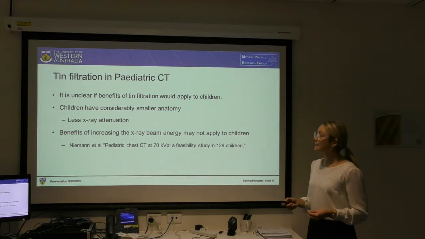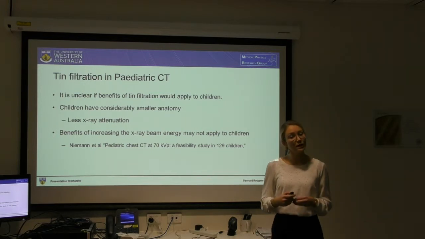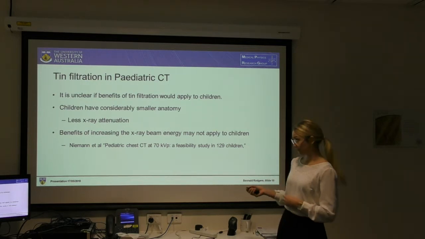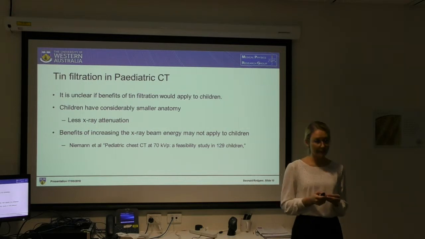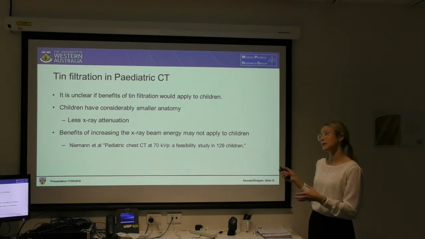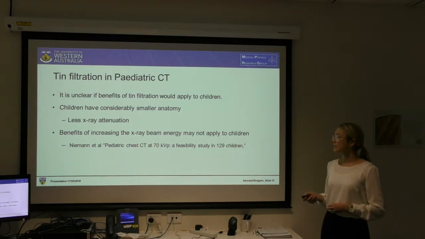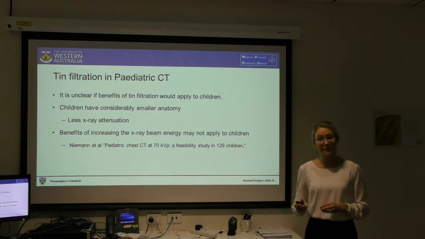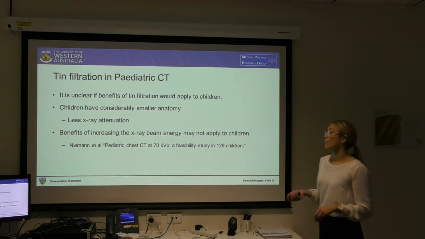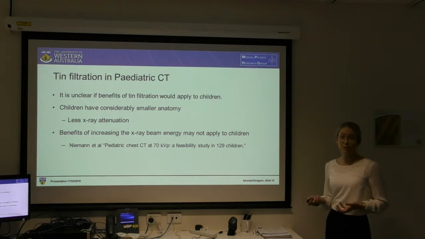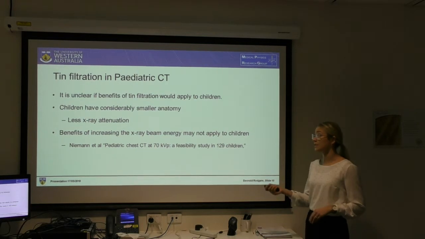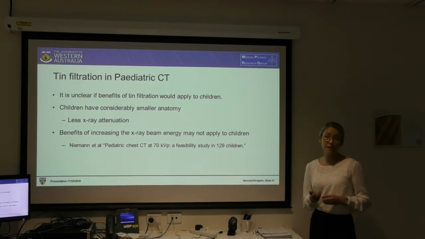However, it is unclear whether the benefits that have been demonstrated in adults by tin filtration would easily apply to children. Children have a considerably smaller anatomy, and therefore will attenuate much less X-rays. So will the benefits of increasing the X-ray beam energy and reducing those low energy X-rays, which may actually contribute to the useful image, be lost in children? Especially considering that there is evidence to suggest quite the opposite, that in fact reducing beam energy improves image contrast in paediatric imaging.